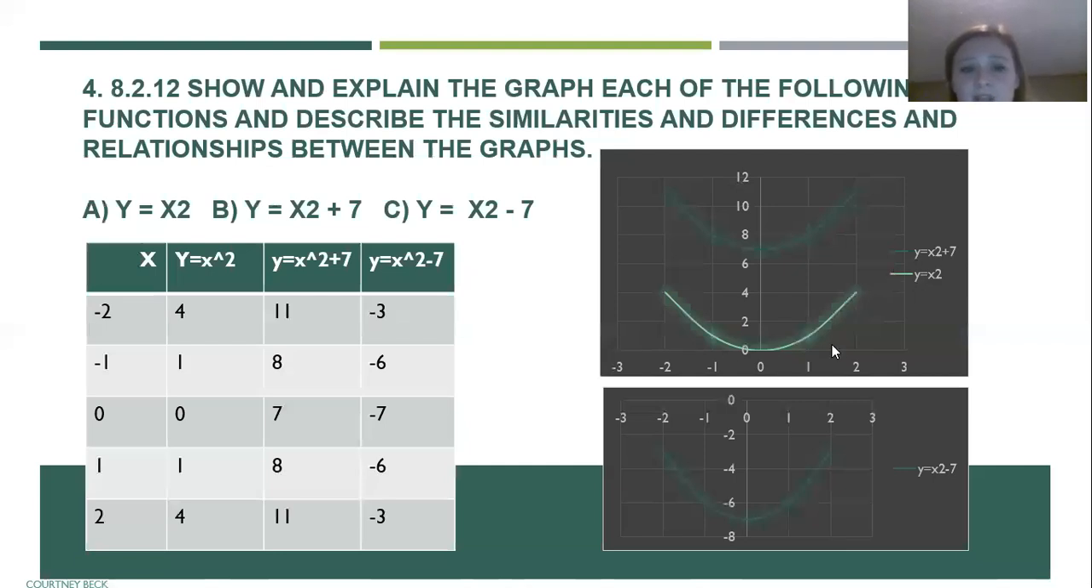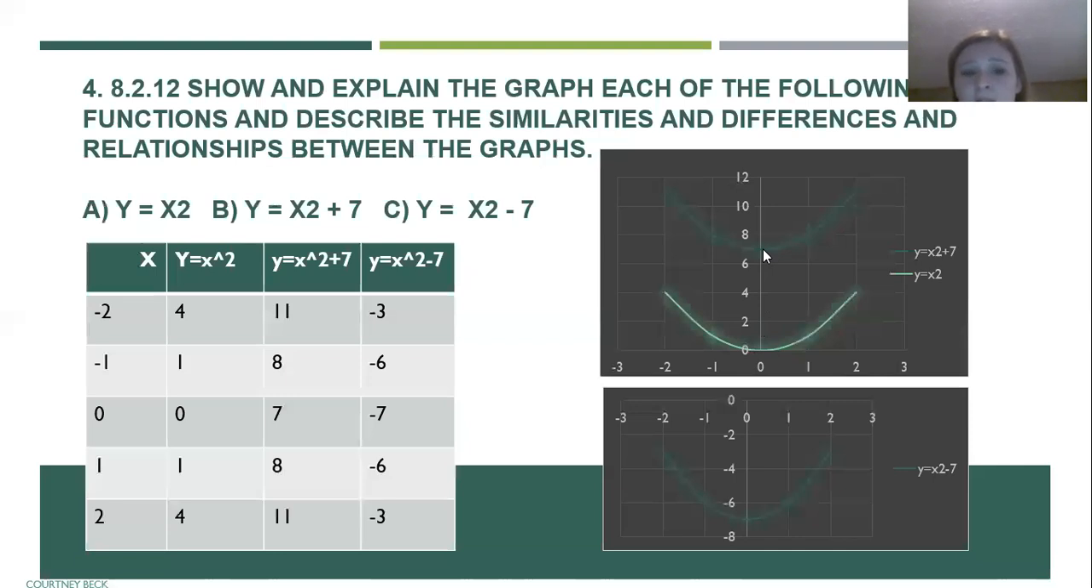Then we're going to do the same thing with x^2 plus 7. The graph rises because it's plus 7. So I put in the same numbers, -2, -1, 0, 1, and 2, to the power of 2 plus 7. I plotted those points, and you can tell it's the same function, you're just doing plus 7. So our first graph is just moving up 7 points.